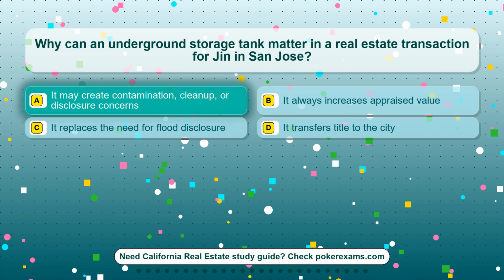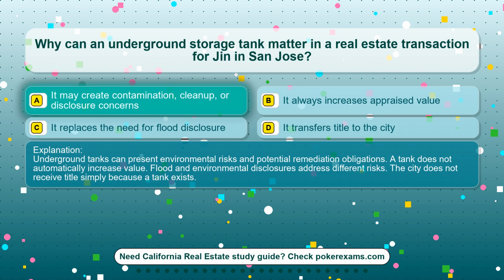The correct answer is option A. It may create contamination, cleanup, or disclosure concerns. Underground tanks can present environmental risks and potential remediation obligations. A tank does not automatically increase value. Flood and environmental disclosures address different risks. The city does not receive title simply because a tank exists.